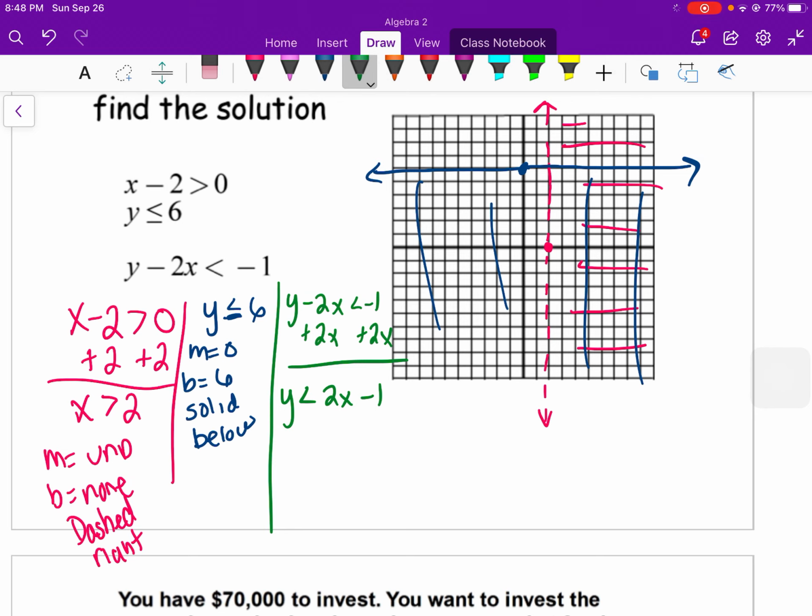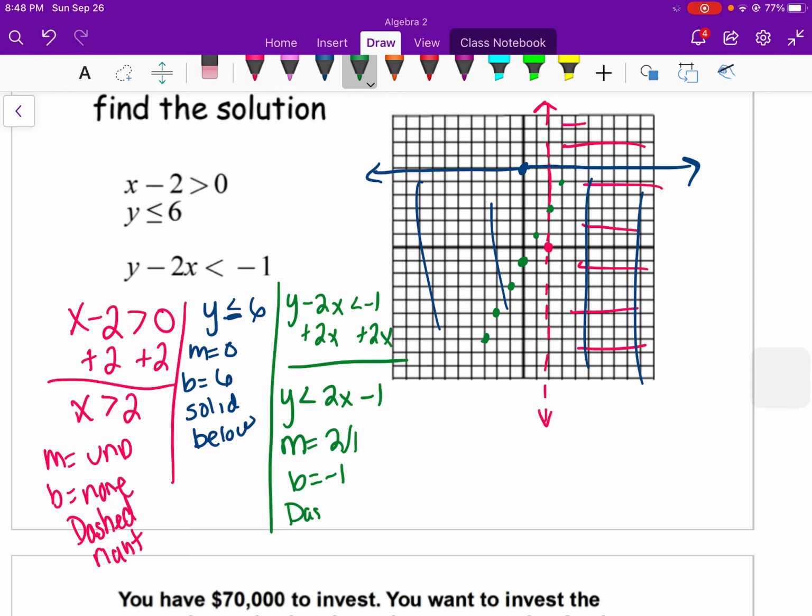2x and negative 1 can't go together, so that's how I write that. Now I have a slope of positive 2 and a y-intercept of negative 1. So starting at negative 1 on the y-axis and a slope of 2 over 1, up 2 over 1, up 2 over 1. It's a positive slope, so going 2 positive directions, like up and right, or 2 negative directions, down and left, to make that.